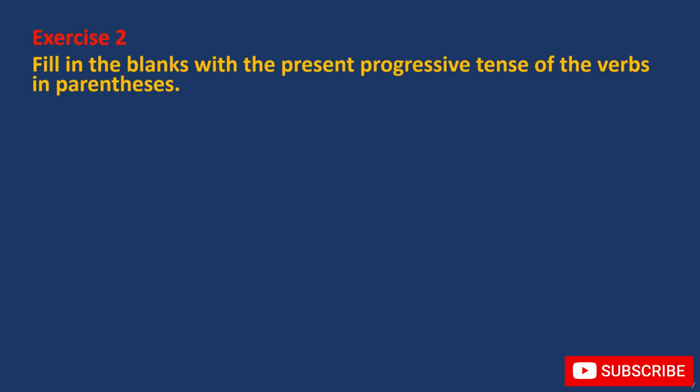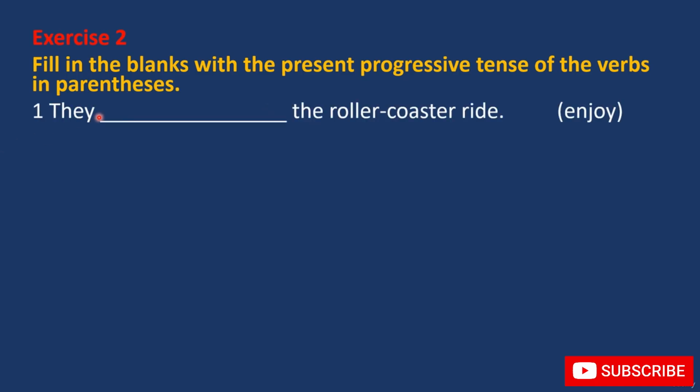Another exercise. I need you to fill in the blanks with the present progressive tense of the verbs in the parentheses. So here we need to use present progressive, present continuous: am, is, are plus verb ing. Number 1, they, the roller coaster ride. I need to use the verb enjoy. So they are enjoying. I have to use am or is or are, so they are. And here I have the verb enjoy and I add ing, so enjoying, they are enjoying.